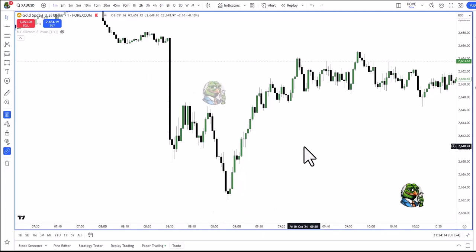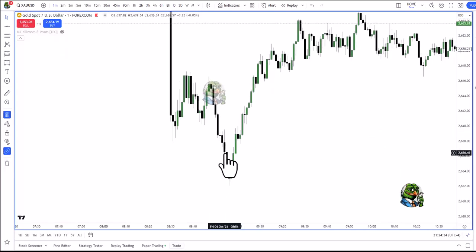Now after that, I am looking for a setup. On the 1 minute chart, I see a couple of things. Firstly, we have this 3-bar reversal pattern that I like. I've spoken about it many times.